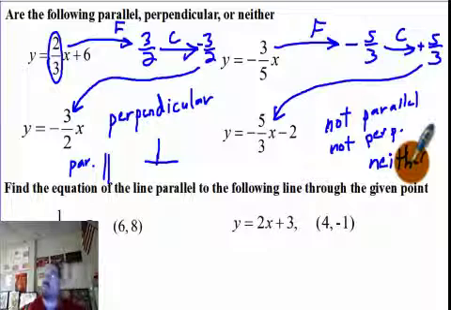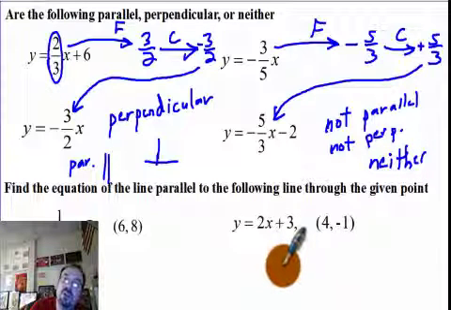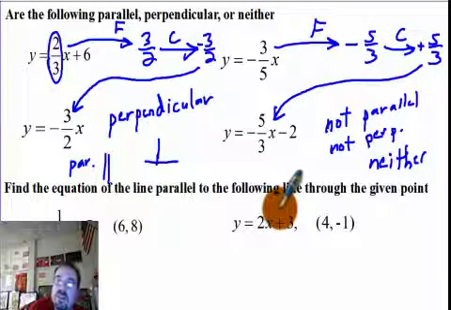They cross. They have to cross somewhere because they're not parallel, so they have to cross. But apparently wherever they cross, it's not at a 90-degree angle. Okay? So that's how you test to see if something is parallel or perpendicular. And hopefully you thought that was as cool as I did, because I thought it was pretty cool.